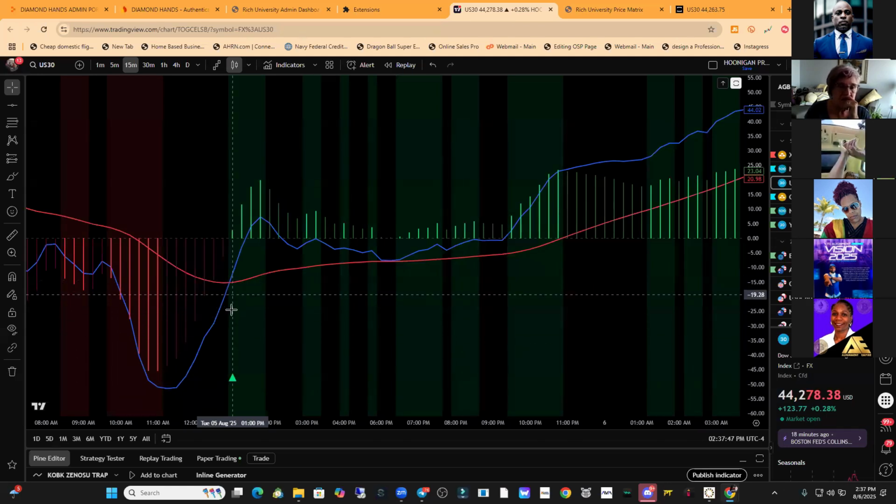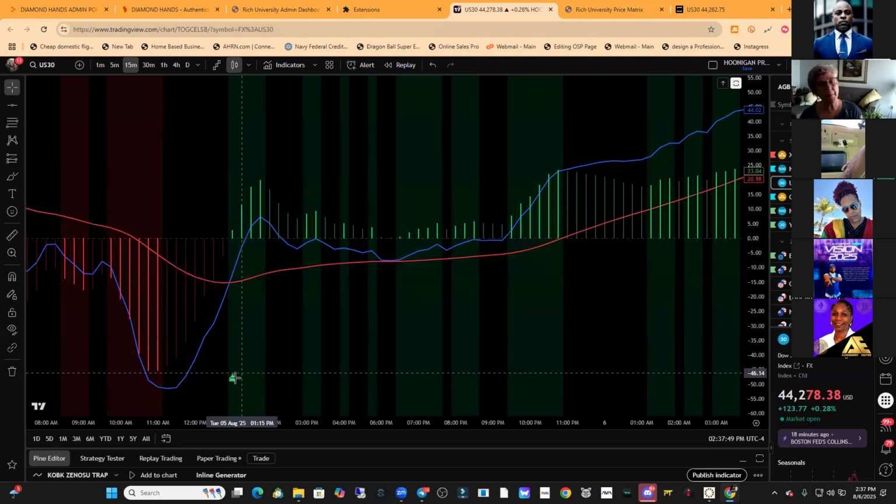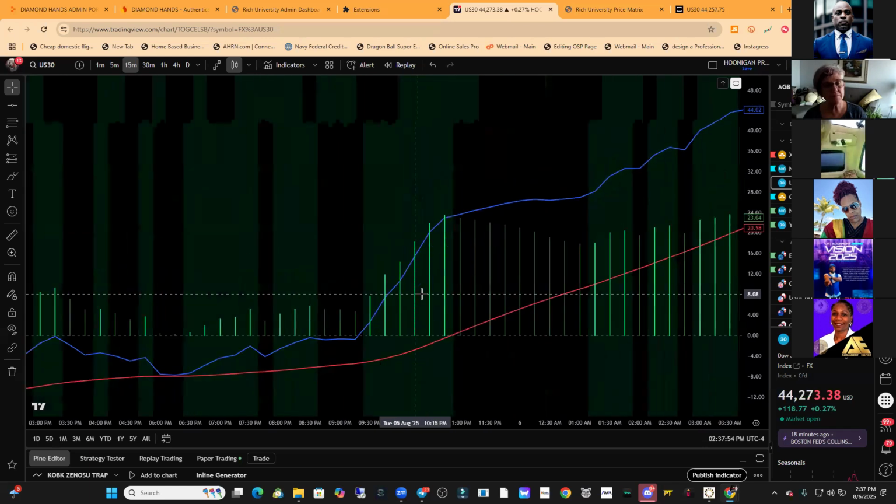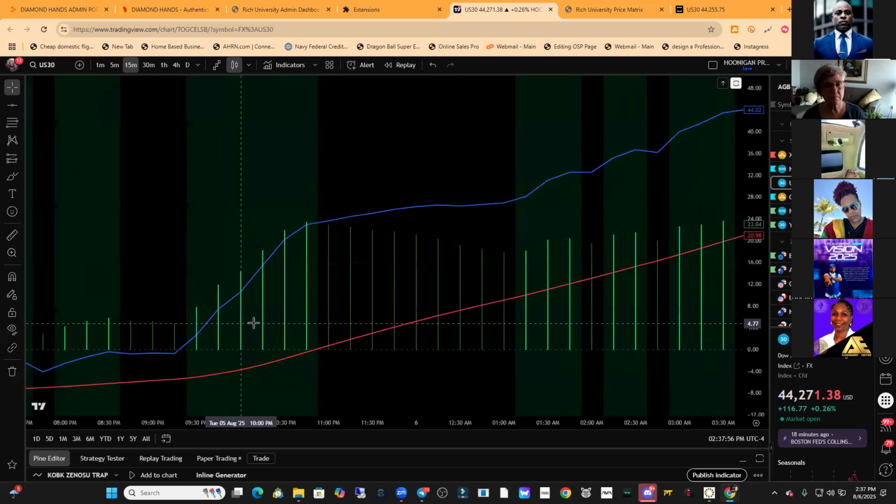The cross happens before the chevron. The chevron right here is letting you know that the market is ready to go. Now, how do you use this? On his chart, if we're buying, you're going to see green lines.